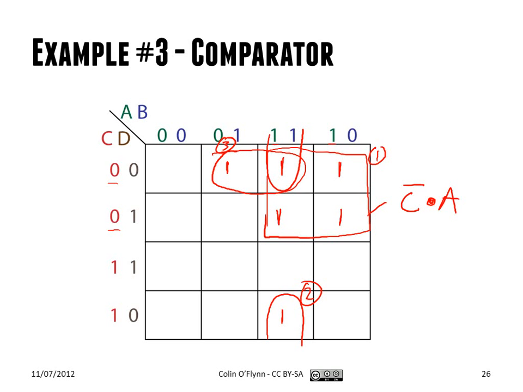The second term here, we can say A and B are always 1, and C varies, but D is always 0, so A and D complement. And the final term here, we know because it falls in this row, C and D are 0, so the result will be we'll need C complement ANDed with D complement.